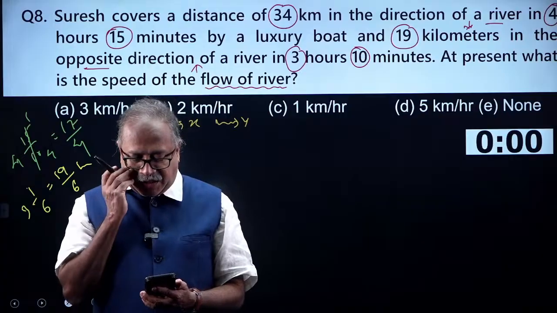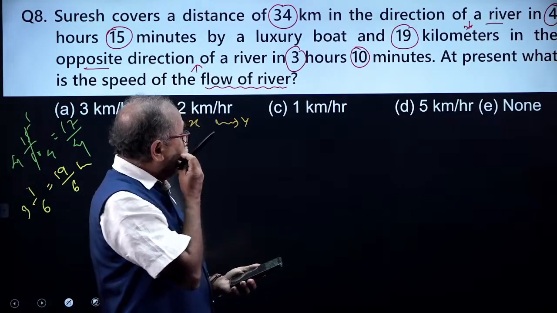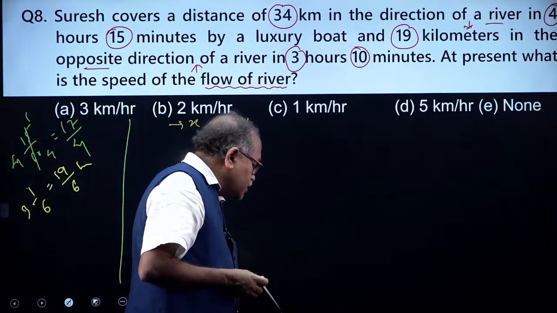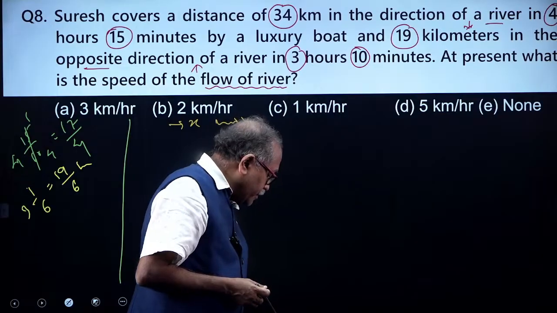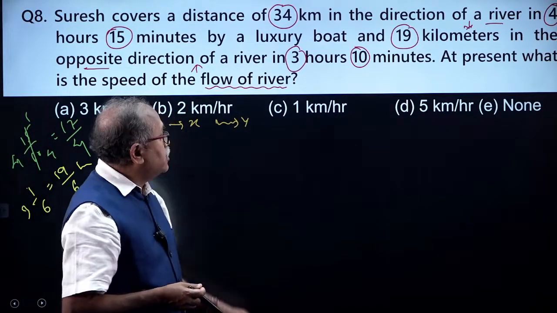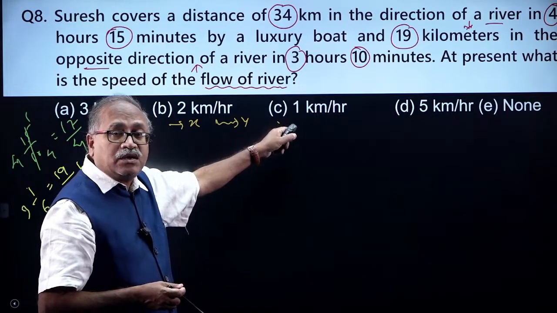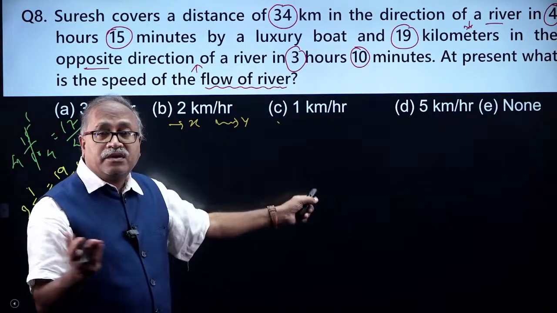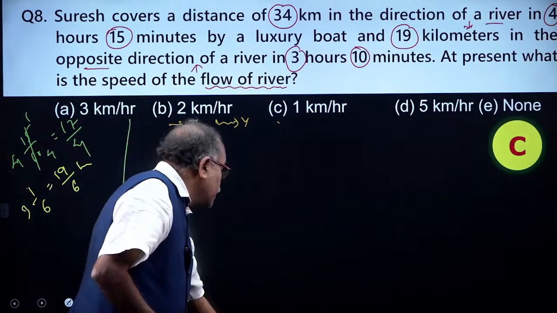Aman has answered it. He says 1 kilometer. He is conceptually so clear. If not, he will not be able to answer the question. Let me see that. Aman says C. C is the answer? Yes, you are right.